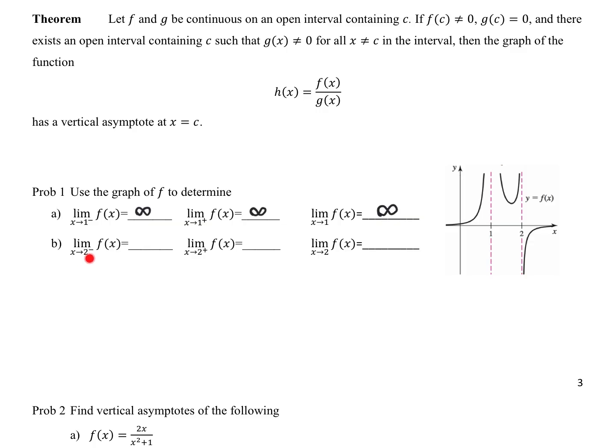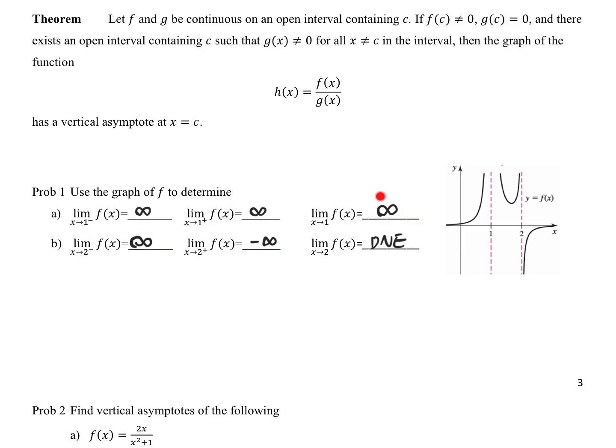When x is approaching 2 from the left, let's trace the function, and it's growing without bound, right? So therefore, this is infinity. And when x is approaching 2 from the right, this time it's decreasing without bound. So therefore, this is negative infinity. And how do we appropriately answer the next one, the limit when x is approaching 2? Because the one-sided limits are not approaching the same direction, one is infinity, the other is negative infinity, here we will have to say this does not exist.